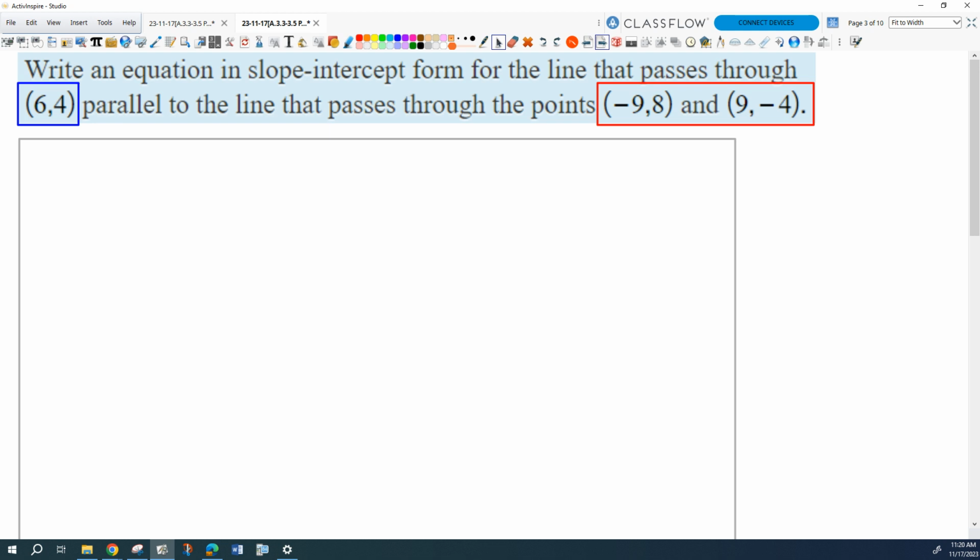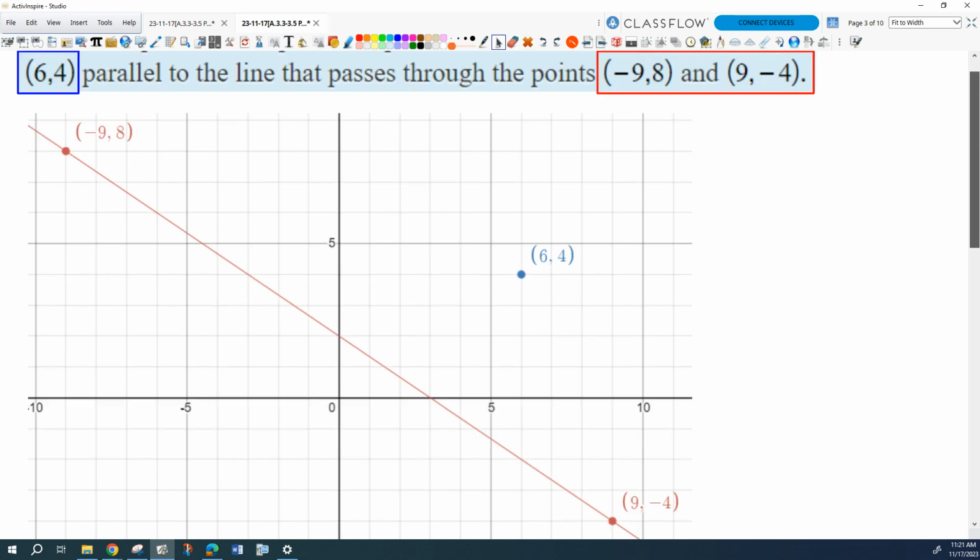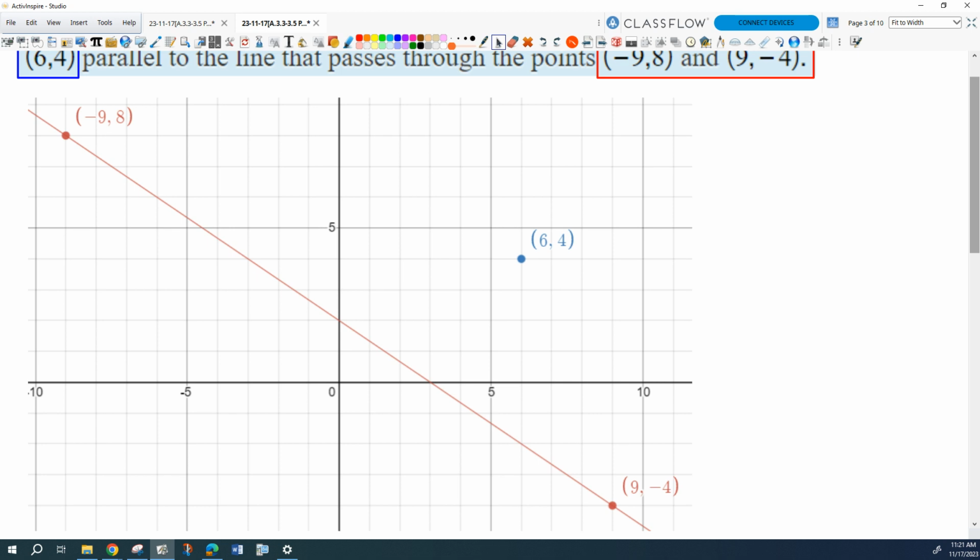Boom. Down is right, because that's not on my line. My line is parallel to this other line that passes through those 2 points, right? So here's the picture that we get. Something like that. Okay, where I've got this blue point, and I want to find the equation of a line through the blue point parallel to this other red line through 2 other points that are not on my line.